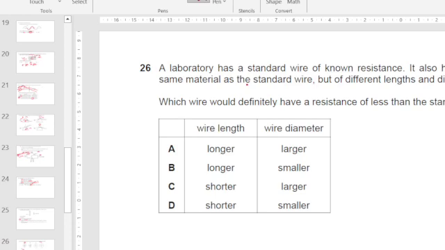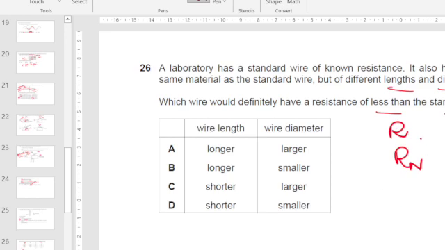And the 26th question. A laboratory has a standard wire of known resistance. It also has another wire. So standard resistance, let me name it as R. And other wires made from the same material, meaning specific resistance of these two wires remains the same, but of different lengths and diameters. Which wire would definitely have a resistance of less than the standard wire? That means the new wire should have less resistance.